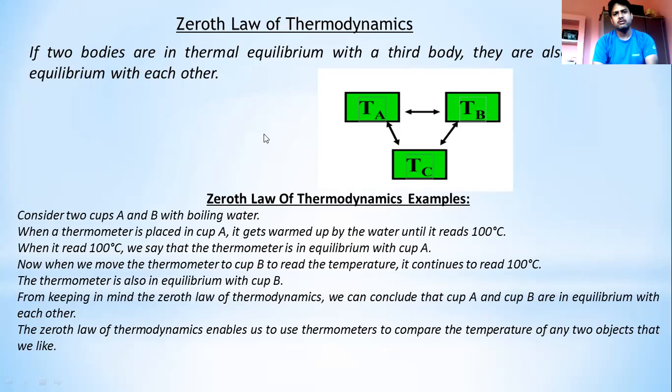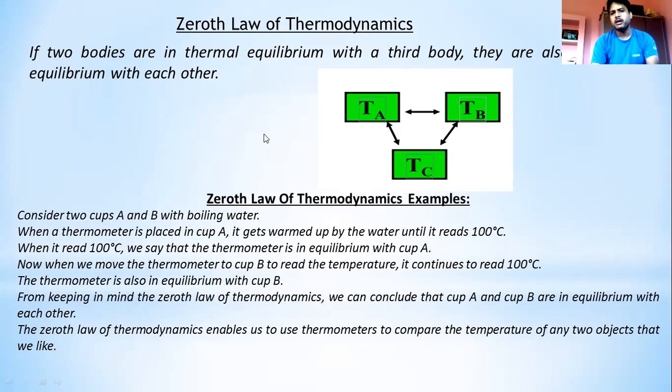It is very easy to understand. That means A and C are in equilibrium, B and C are also in equilibrium. That means we can say A and B are also in equilibrium. Example: consider two cups A and B with boiling water, and take a thermometer, that is the third body.